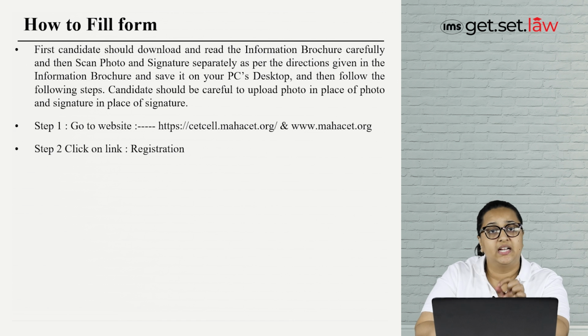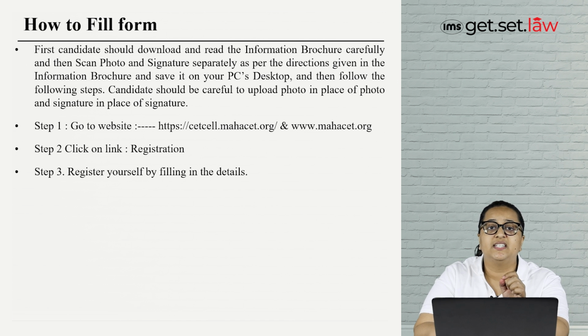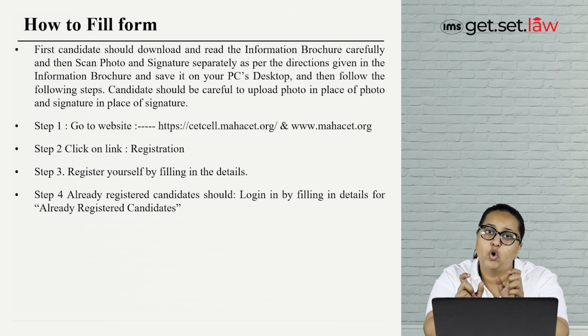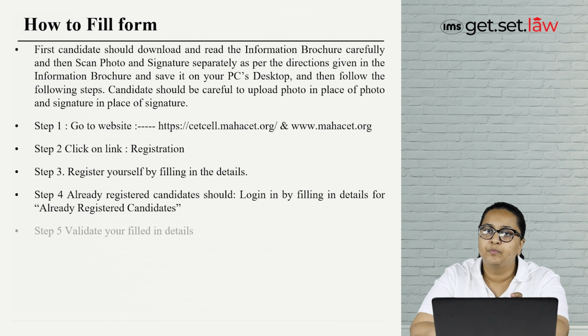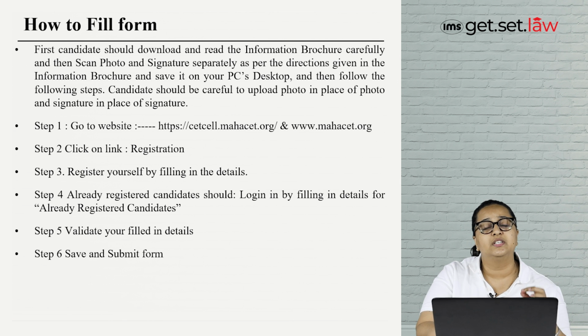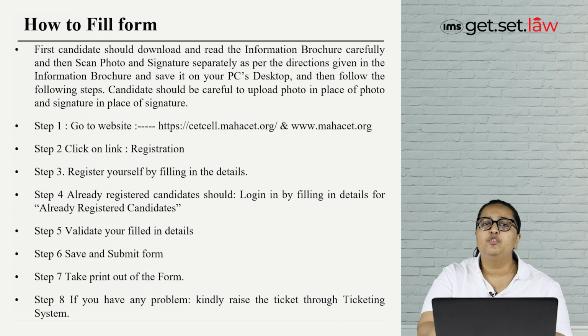The next step is click on registration. The third step will be register yourself by filling in the details. Or, if you have already registered, you have an option of already registered candidates. Click on that. The next will be validate your filled in details. Properly check those details. After that, only come to step 6, that is save and submit the form. The next will be take a printout of the form. And the last will be if you have any problem, there is an option of issue ticket or help desk. Click on that and raise your ticket.